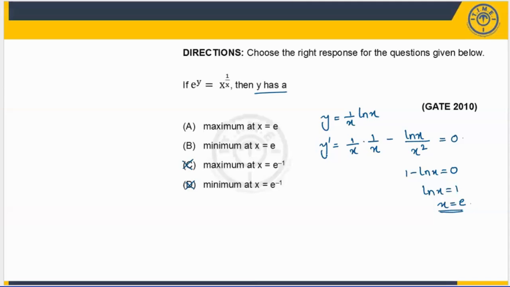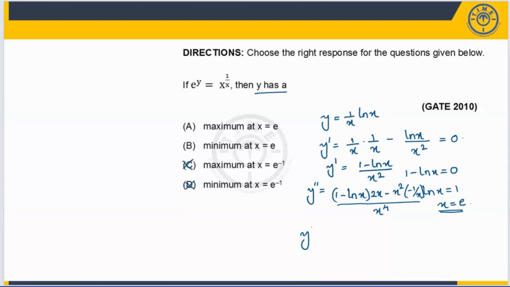Right. So now if we find out the maximum or the minimum value, find out y double dash. What is y dash of x? That is 1 minus log x upon x square. Now for y double dash, apply the u by v form. So what is u by v? That is v u dash minus u v dash by v squared. That is x to the power 4.